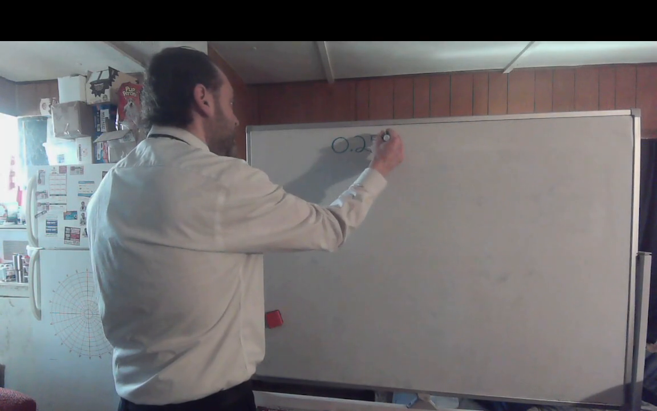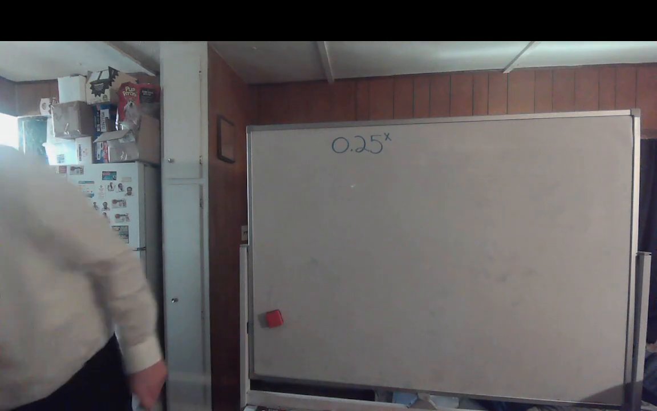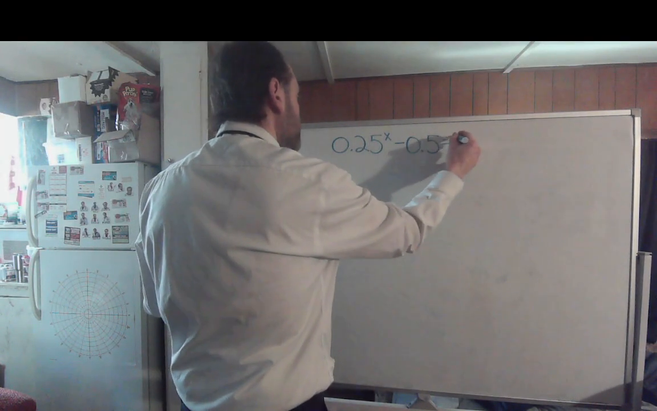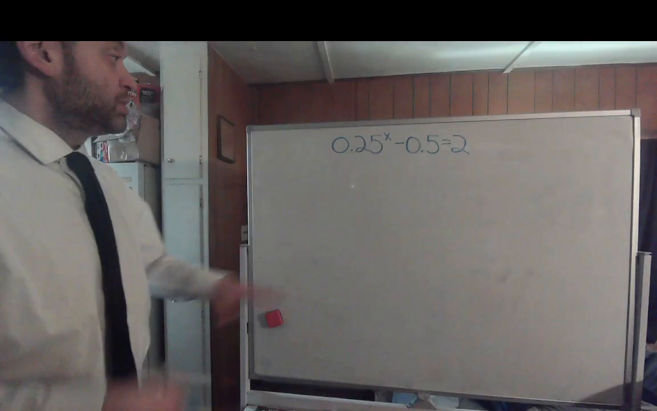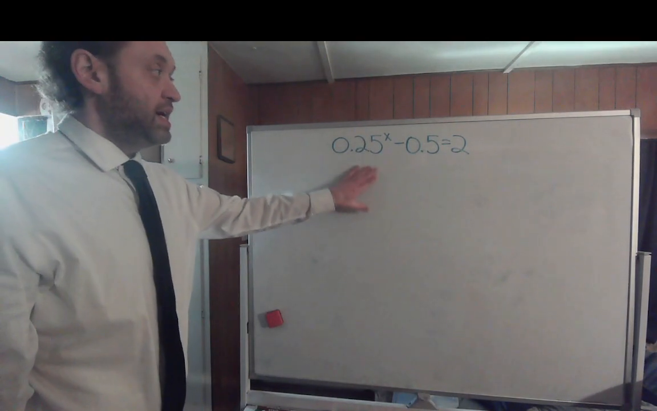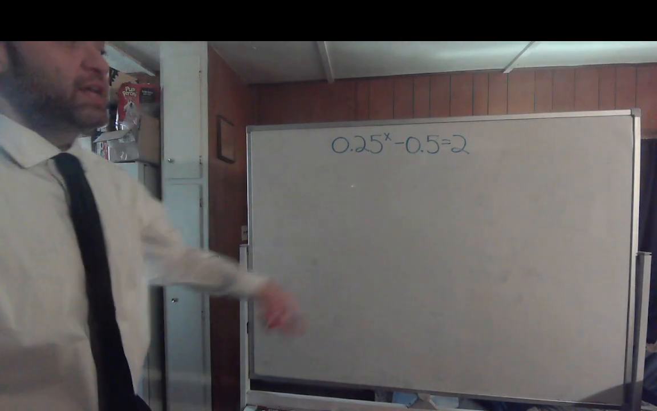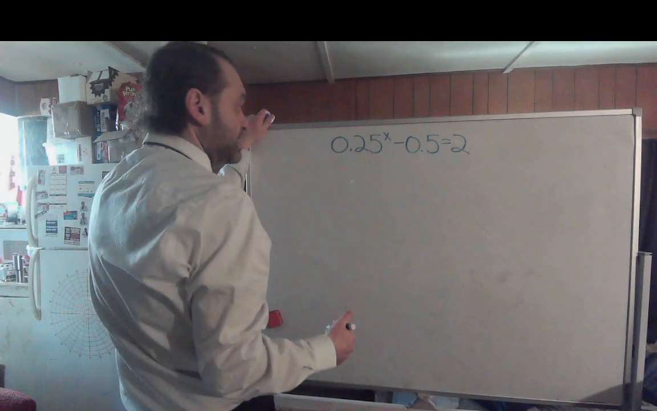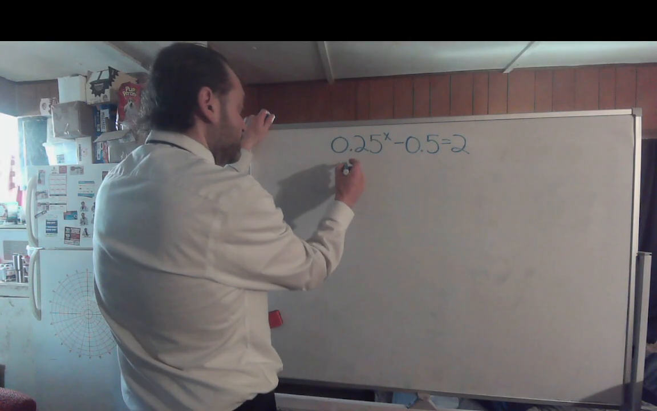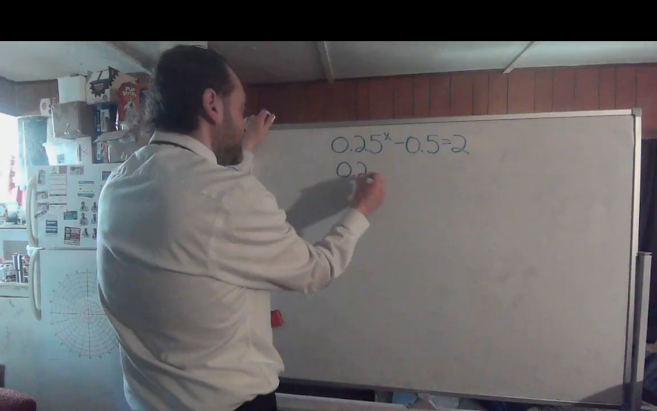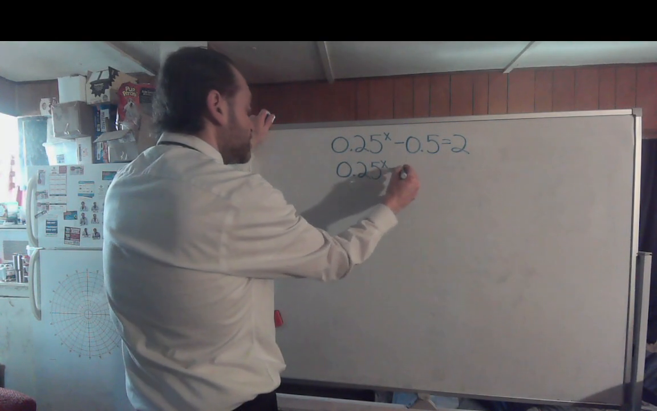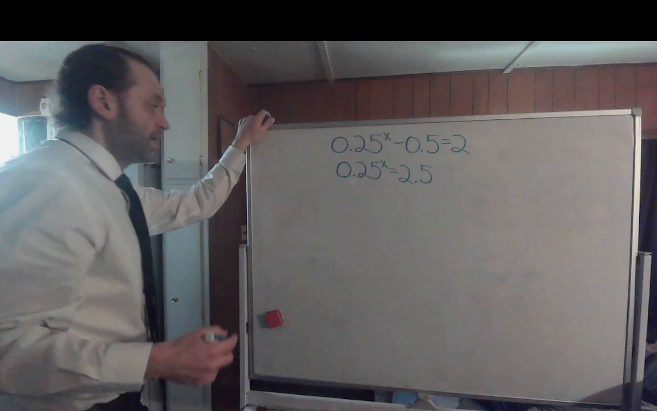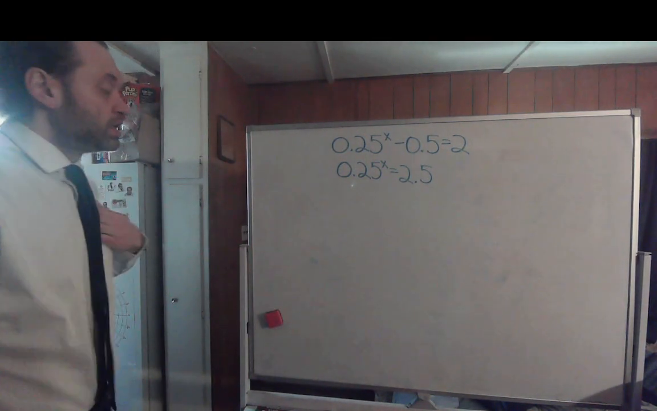0.25 to the x minus 0.5 equals 2. So we have 0.25 to the x minus 0.5 equals 2. Let's get that 0.25 to the x by itself first. That's going to end up equaling 0.25 to the x would equal 2.5. All right, so then let's see here.